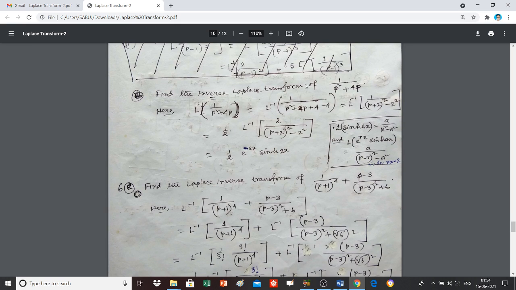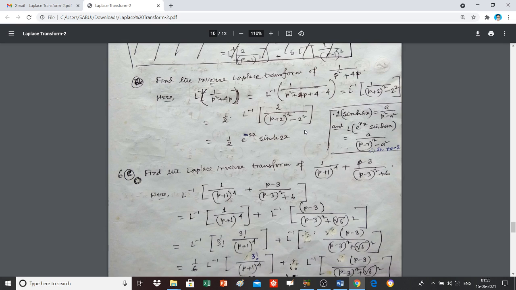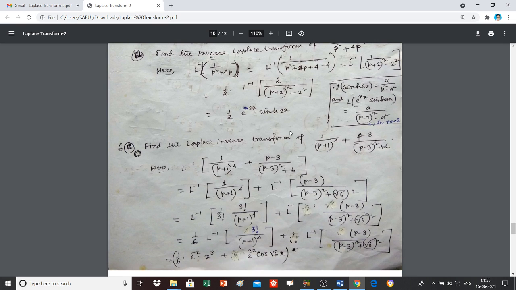Find the inverse Laplace transform of 1 by p square plus 4p. Here the entire calculation is given. Just go through this, and the formulas and the reasons used in this problem are also stated here. Just look at this and go through it and compute it. I am not going through those calculations. And another one is here.